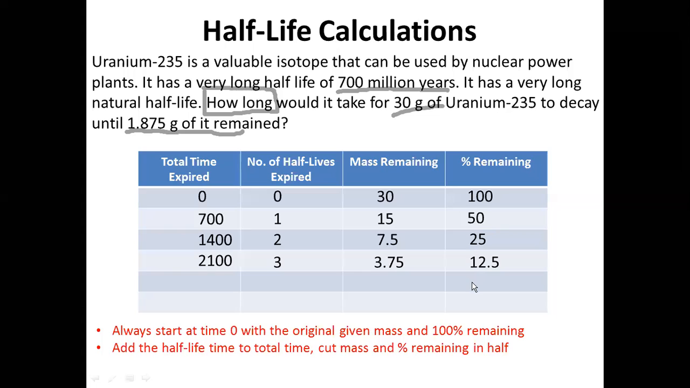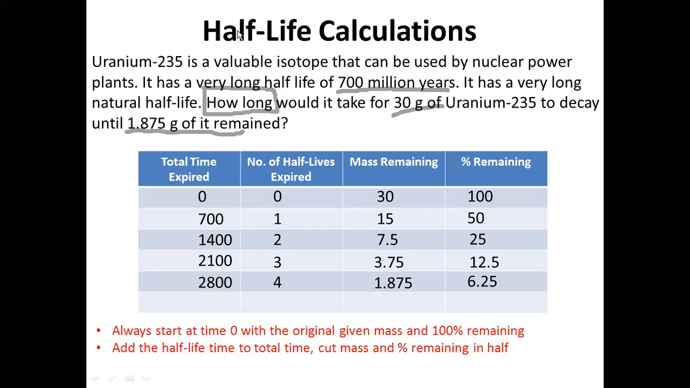Okay, let's keep our eye on the target here. What we're trying to find out is how long it would take until 1.875 grams of radioactive material remains. So we continue forward. We're going to add 700. That gives us 2,800 million years. That would be 4 half-lives. Half of 3.75. Ding, ding, ding. 1.875. That's the amount that we were looking for, right? And the percentage that would be remaining would be 6.25%.